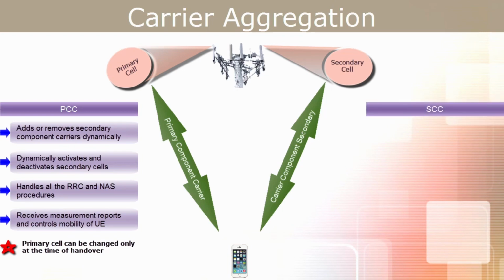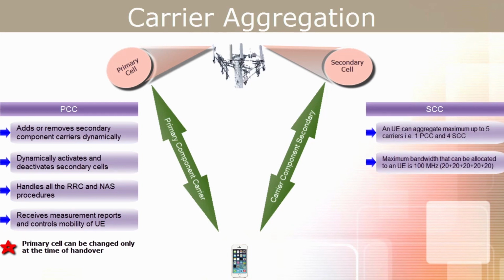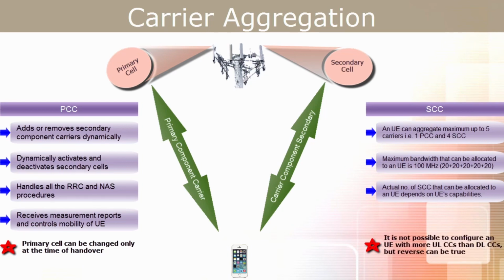Now, a few important points about secondary component carriers. As per the latest specifications, a UE can aggregate a maximum of 5 carriers, that is, 1 primary component carrier and 4 secondary component carriers. So, the maximum bandwidth that can be allocated to a UE is 100 MHz. The actual number of secondary component carriers that can be allocated to a UE depends on the UE's capability. Remember, it is not possible to configure a UE with more uplink component carriers than downlink component carriers, but the reverse can be true.